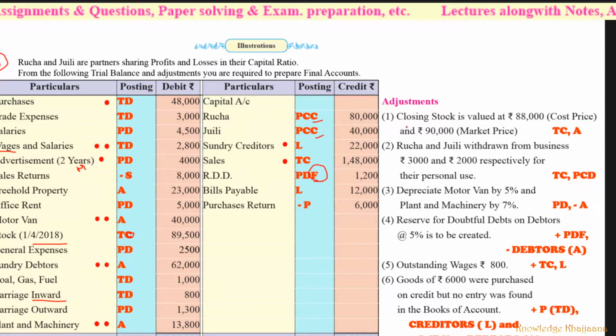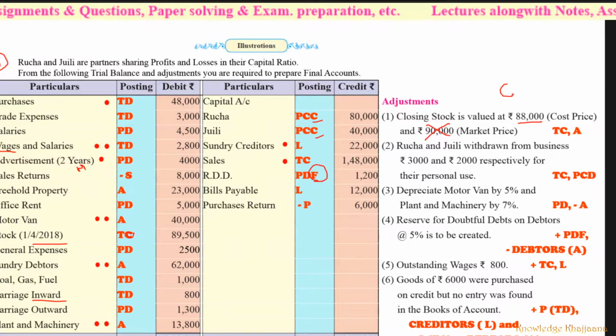Then let's go to the adjustments. Closing stock is valued at rupees 88,000 cost price and rupees 90,000 market price. See, we have nothing to do with whatever is the market price or cost price. We have to just look at the lower value. Which is the lower one? The lower value is rupees 88,000. So we should not look at the higher value. As per the principle of conservatism, always the lowest value is considered for the closing stock. So which is the lowest value? 88,000. So this closing stock will be recorded to trading account, credit side and asset.